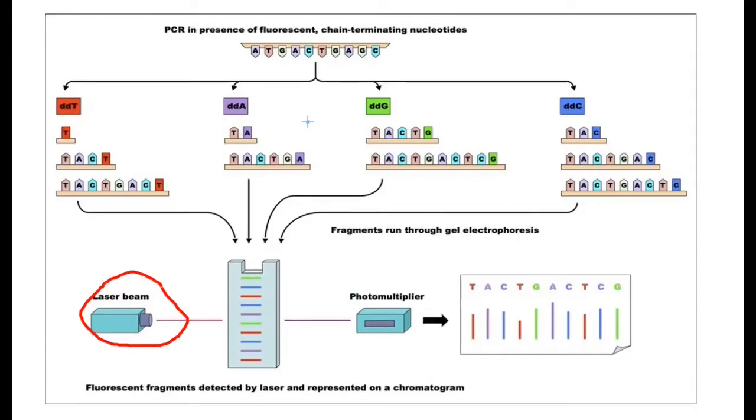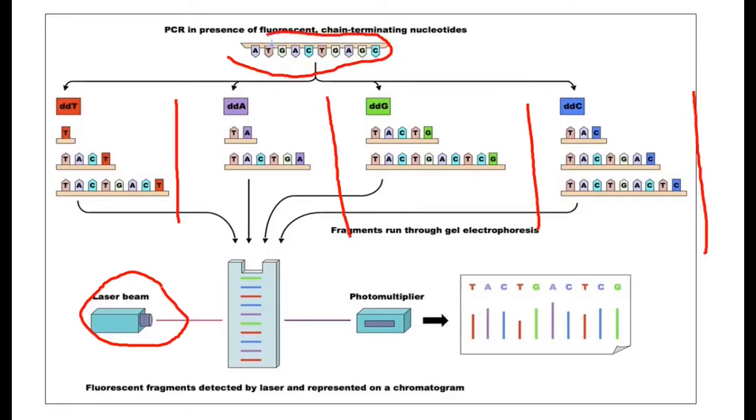So in this example, this is basically what happens in the 4 different tubes. If you start with this sequence here, the ddT tube will stop at the first A, it will stop at the 4th A, and it will stop at the 8th position.